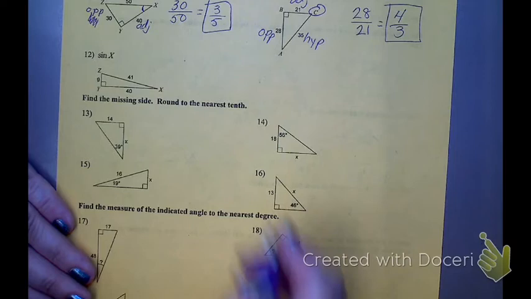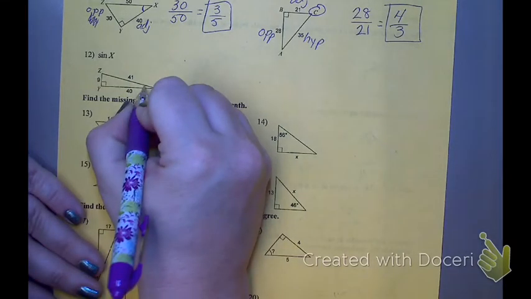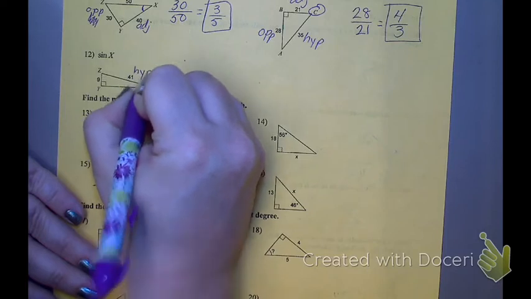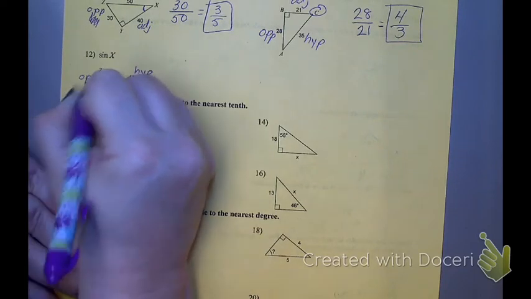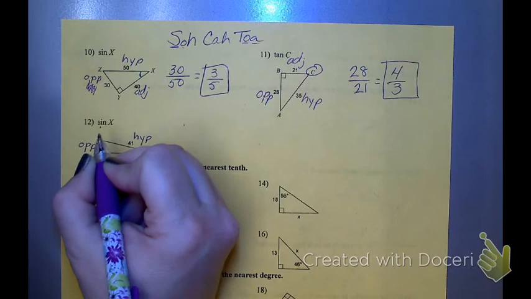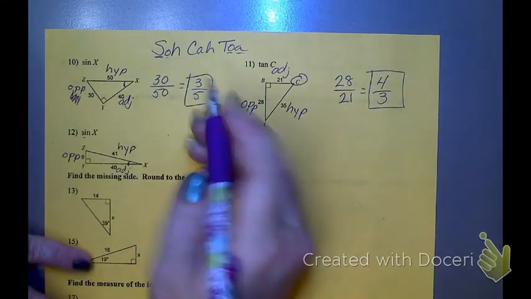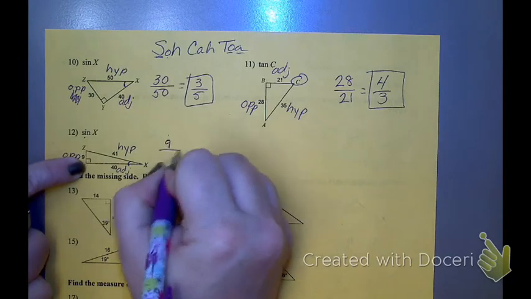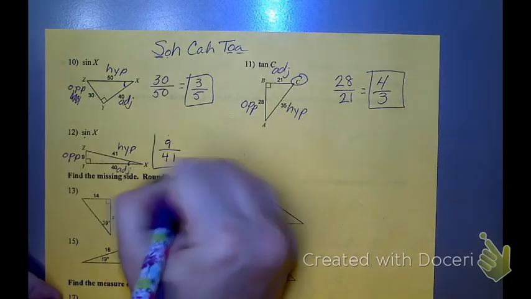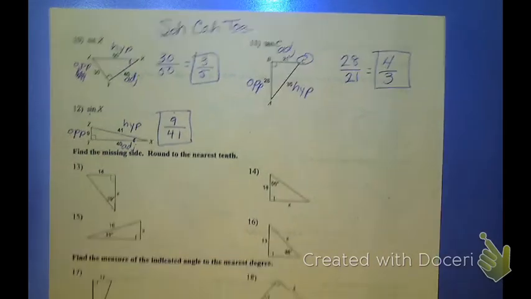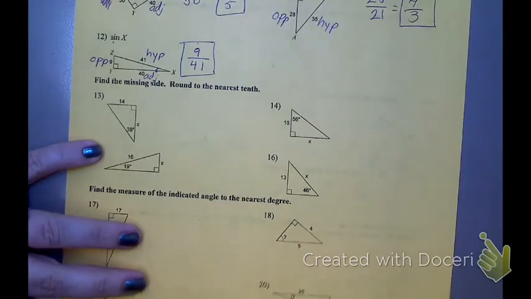And down here, sine of x. Here's x. I have adjacent, hypotenuse, and opposite. Sine is, I'm running off my page there. Sine is opposite over hypotenuse, so opposite over hypotenuse, and that fraction does not reduce because 41 is prime. Okay? All right, find the missing side.